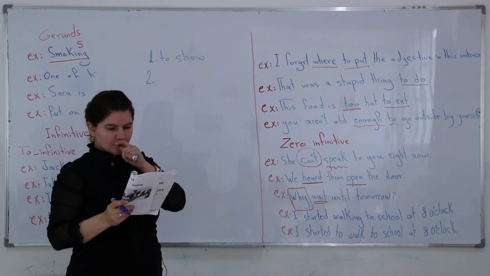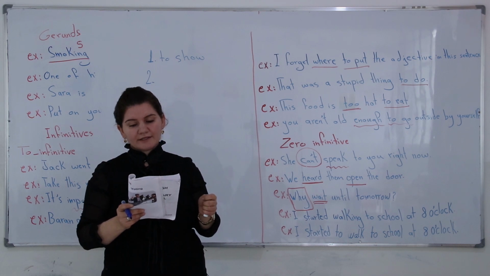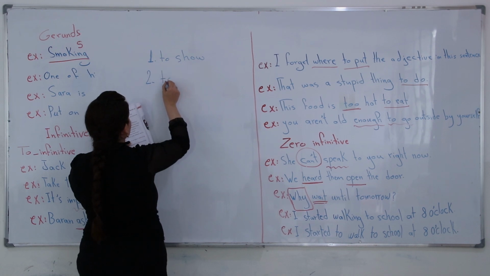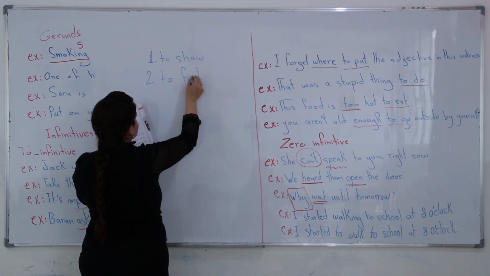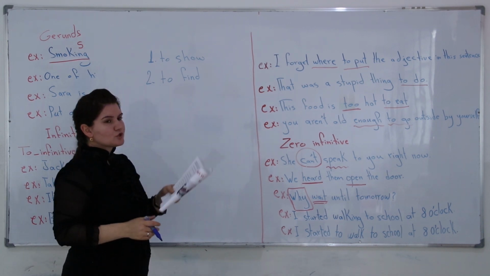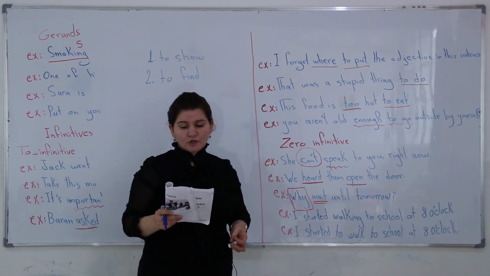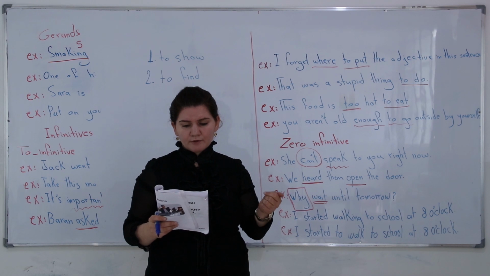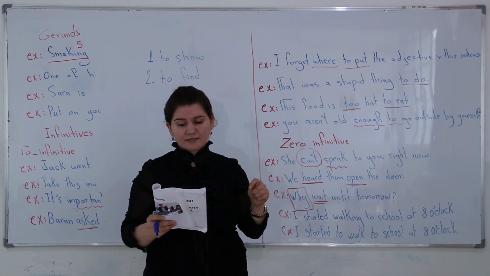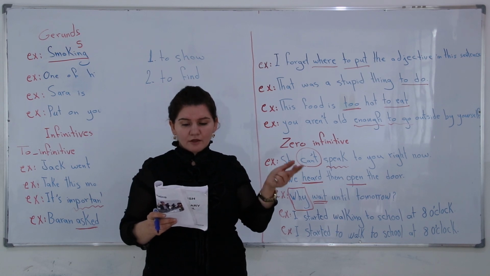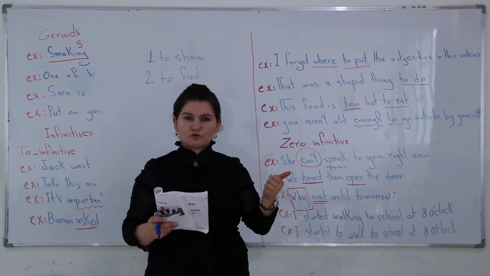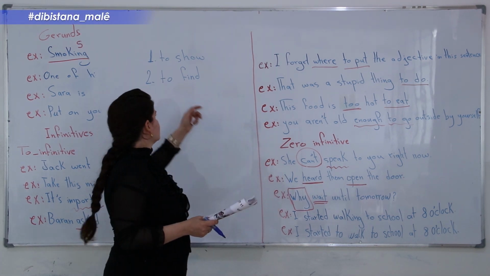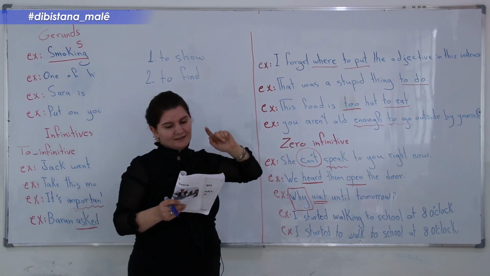Number 2: the campers went to find or finding some food for their fire. The correct answer is to find. Why do we choose to find and not finding? Because here we have a purpose of the action. Why did they go? They went to find some food for their fire. So here we have a purpose of action, and because of this, we choose to find and not finding.